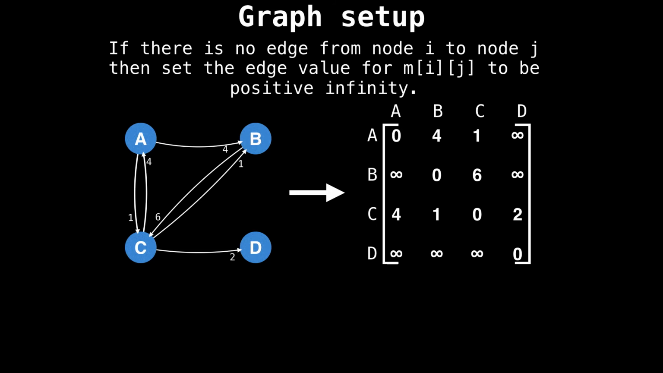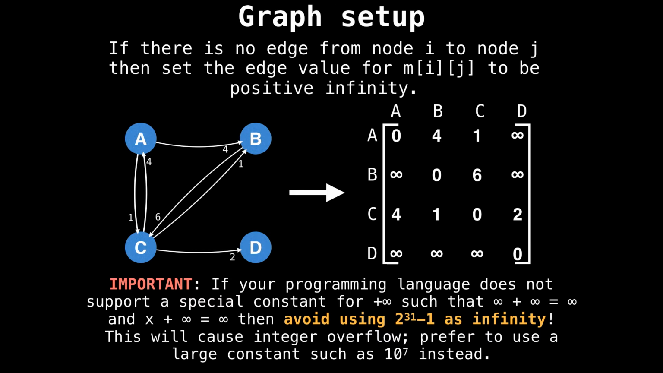When there is no edge between nodes I and J, set the value in the matrix from Mij to be positive infinity. This indicates that two nodes are not directly connected to each other. A very important note to make is that if your programming language doesn't support a special constant in its standard library for positive infinity, such that infinity plus infinity equals infinity and infinity plus x equals infinity, then you should avoid using 2 to the power of 31 minus 1 as infinity. If you do so, then you will likely get integer overflow. Simply use a large constant instead.